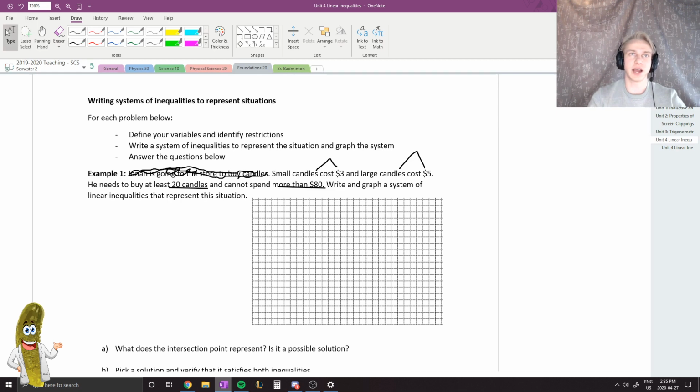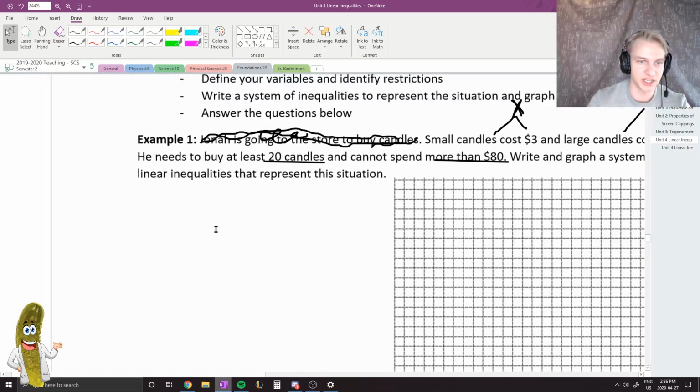The absolute first thing that I would do is when I'm looking at this, I would see the little statement of graph this system of linear inequalities, and I'd say, all right, I gotta call something X. I'm gonna call these little small candles that cost $3, I'm gonna call those X. The large candles that cost $5, I'm gonna call those Y. At the very least, I know that this is gonna be influencing where the graph is going, and the small candles and the large candles, those will influence the lines of the graph.